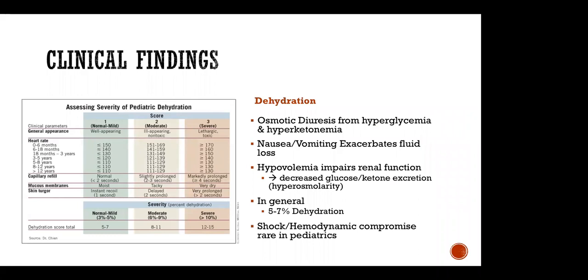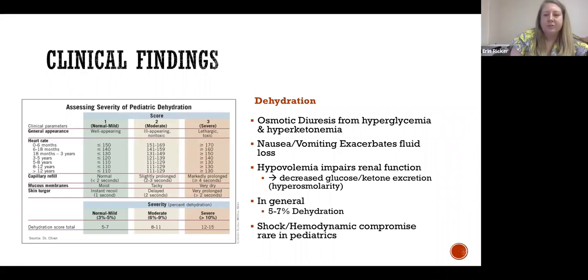So clinical findings, again, we'll see a lot of dehydration. We reviewed that process in the pathophysiology. It's primarily from osmotic diuresis, from the hyperglycemia and hyperketonemia. Your nausea and vomiting will also exacerbate this fluid loss. As you become further hypovolemic, you get worsening renal function, which decreases your ability to get rid of this glucose and ketone excretion, and you have worsening hyperosmolarity.